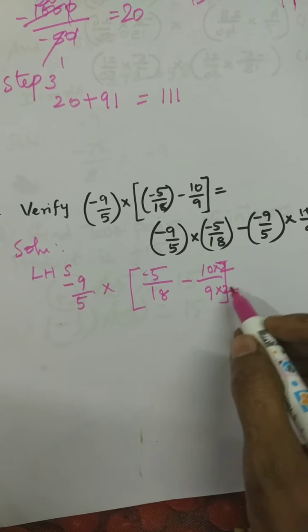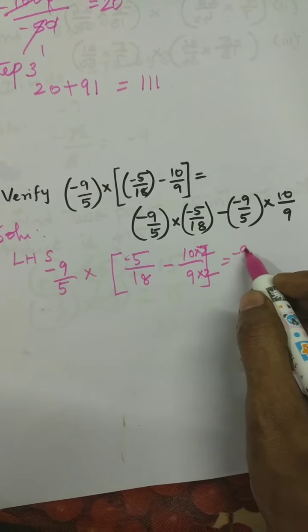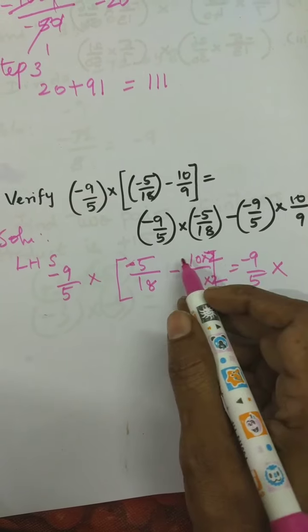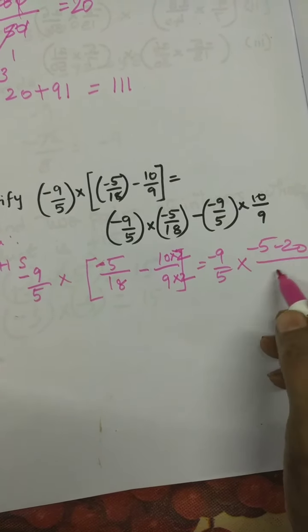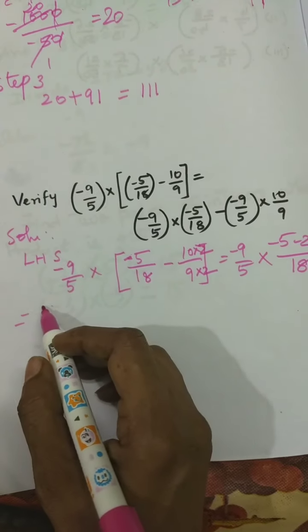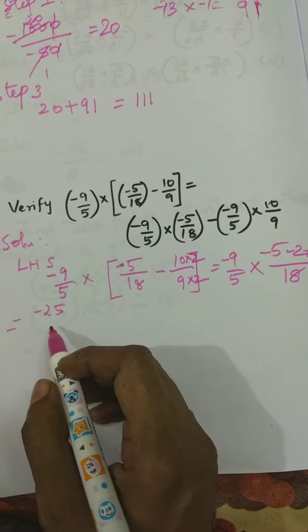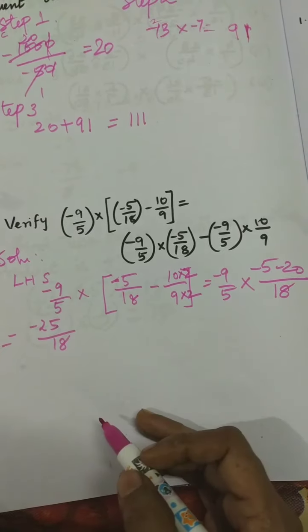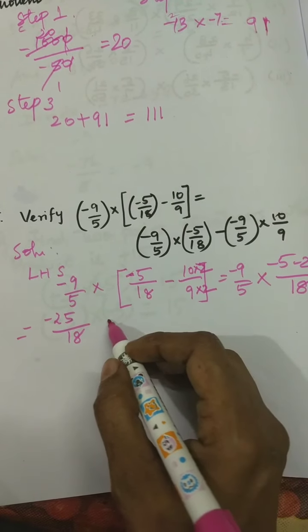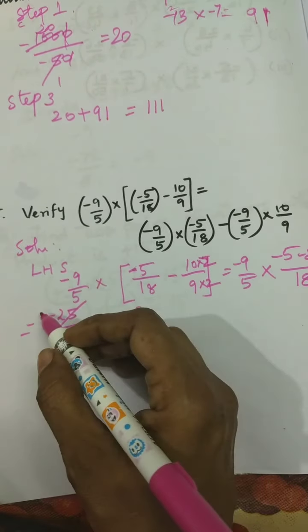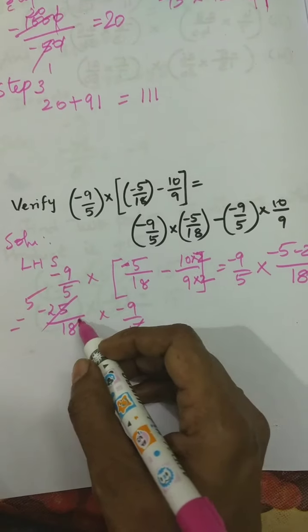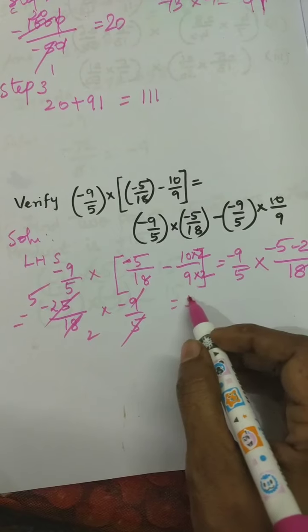Yes. Now we can write this as minus 9 by 5 into, what is this, minus 5 minus 20. Minus 5 minus 20, you can take 1 time 18. Yeah. Now it will come as minus 25 by 18. Okay, this is into minus 9 by 5. Now you can cancel these two. Minus and minus becomes plus. Then 9 2s are. The answer is 5 by 2.